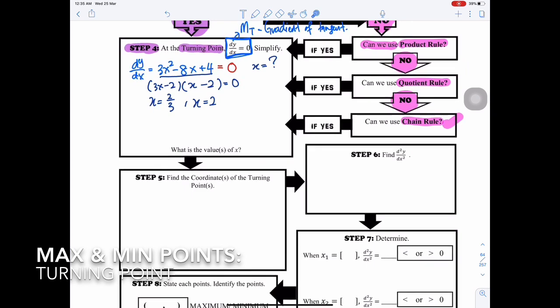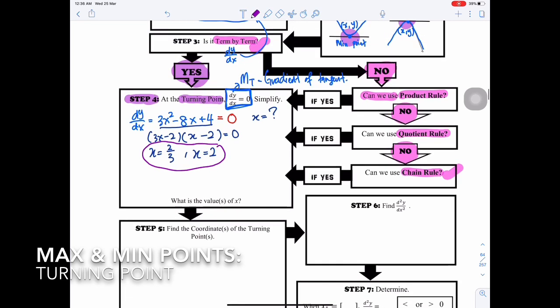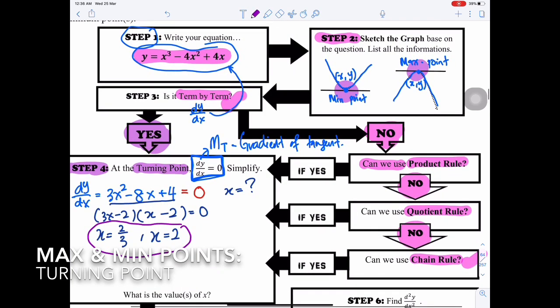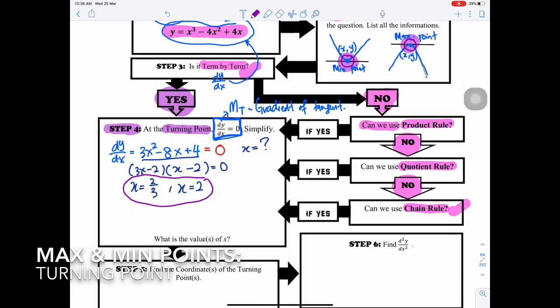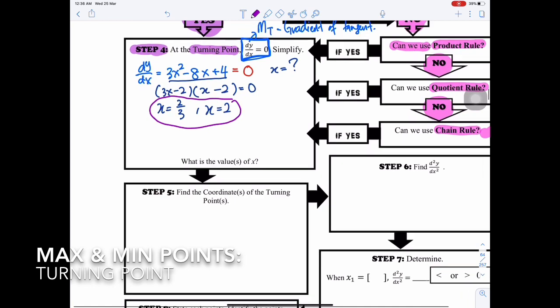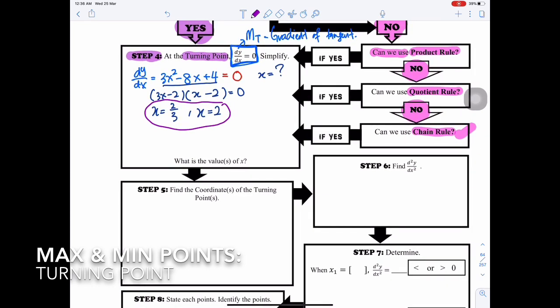Next step, step 5. Find the coordinates of the turning point. As you can see, x equals 2/3 and x equals 2 are the values of x at this area or this one. So how to determine the coordinates of the turning point?